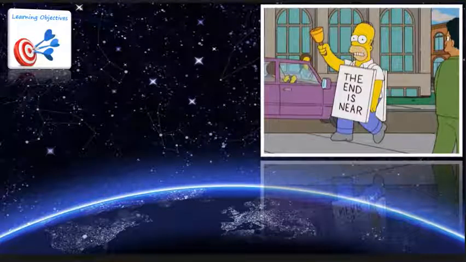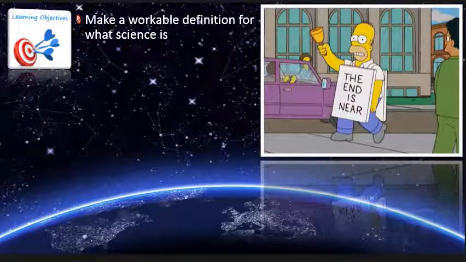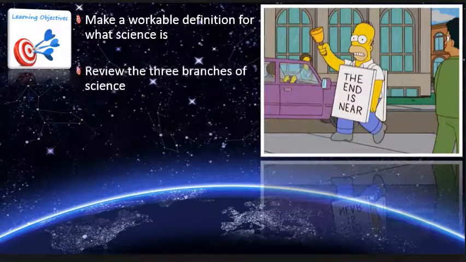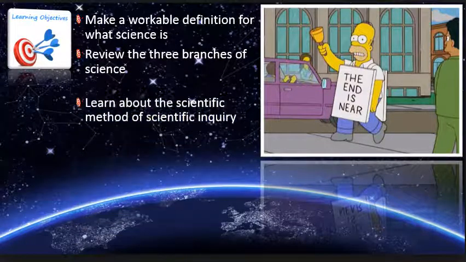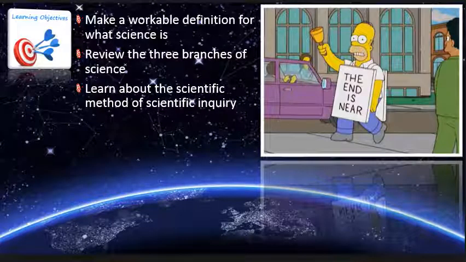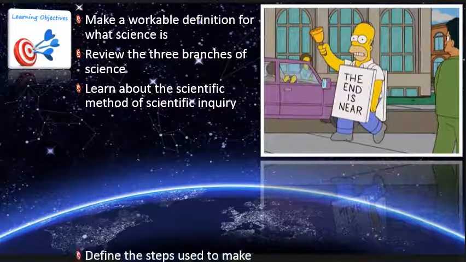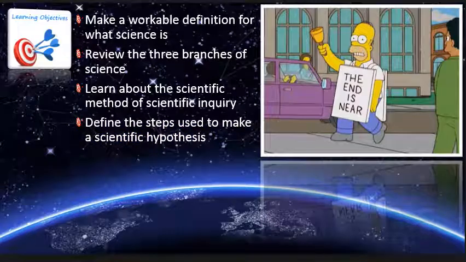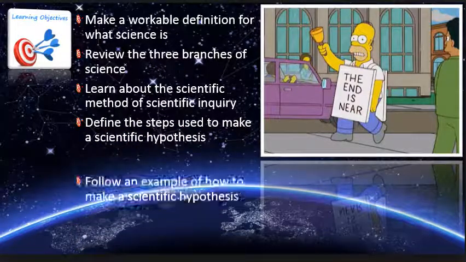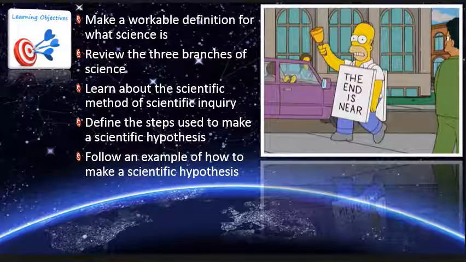So the end is near. This is the end of this episode. In this episode, you should have gotten a workable definition for what science was. We reviewed the 3 branches of science. You learned a little bit about the scientific method and scientific inquiry. We defined the steps used to make a hypothesis in science. And then we followed an example of how to make a scientific hypothesis.